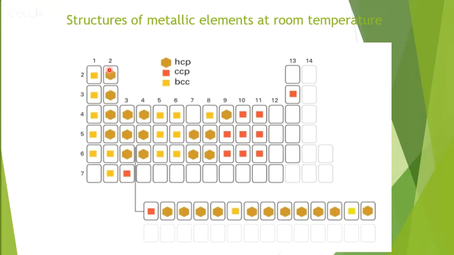But you can see that the alkaline earths, for example, for the most part, are hexagonal close packed at room temperature. The alkali metals are body-centered cubic, for example. And distributed through here, we also find some cubic close-packed structures. So you can always look these up, but it's interesting to look at some of the trends for which types of elements form which types of structures.